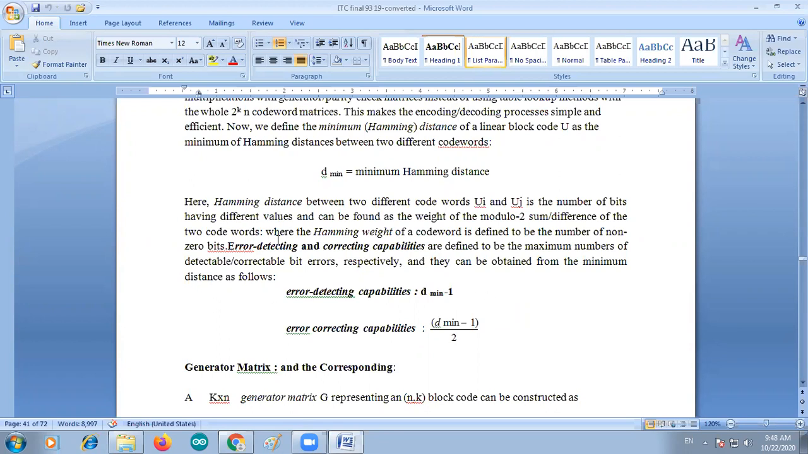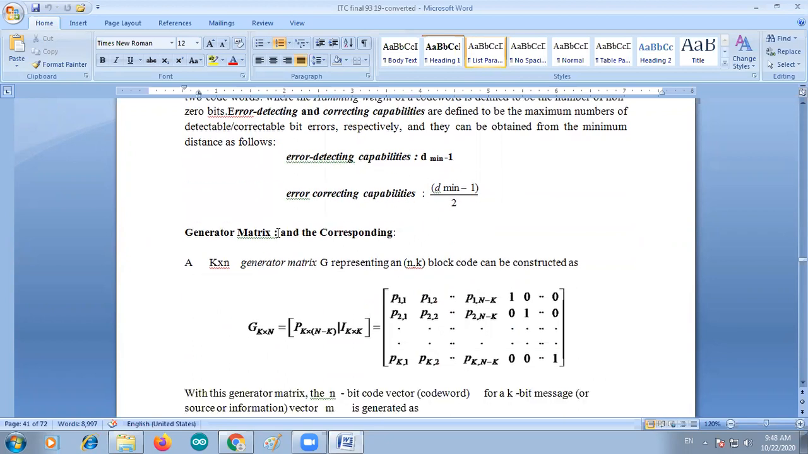The next class goes to the generation of the matrix. So please pay attention to the next class. It is a very important concept for the encoding of channel codes.